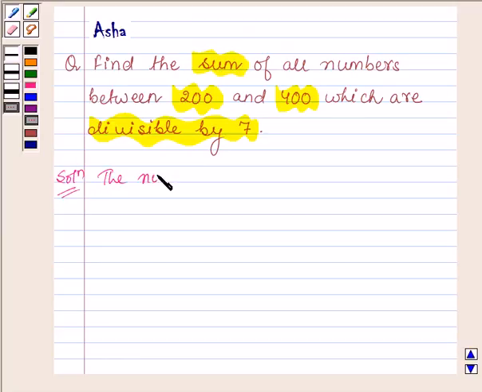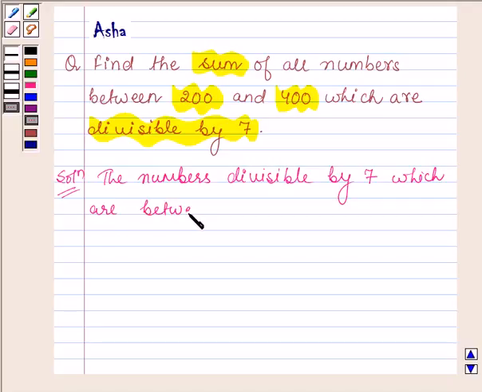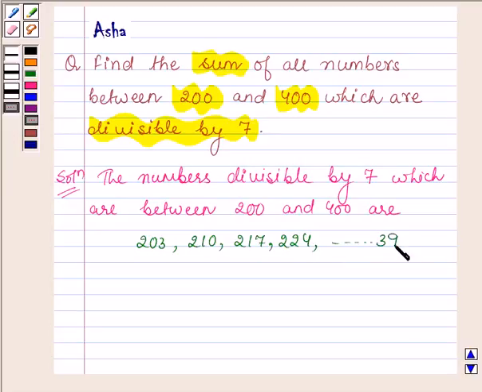And the numbers divisible by 7 which are between 200 and 400 are, the smallest number is 203, then we have 210, 217, 224, and the last number is 399. So this is an AP series.